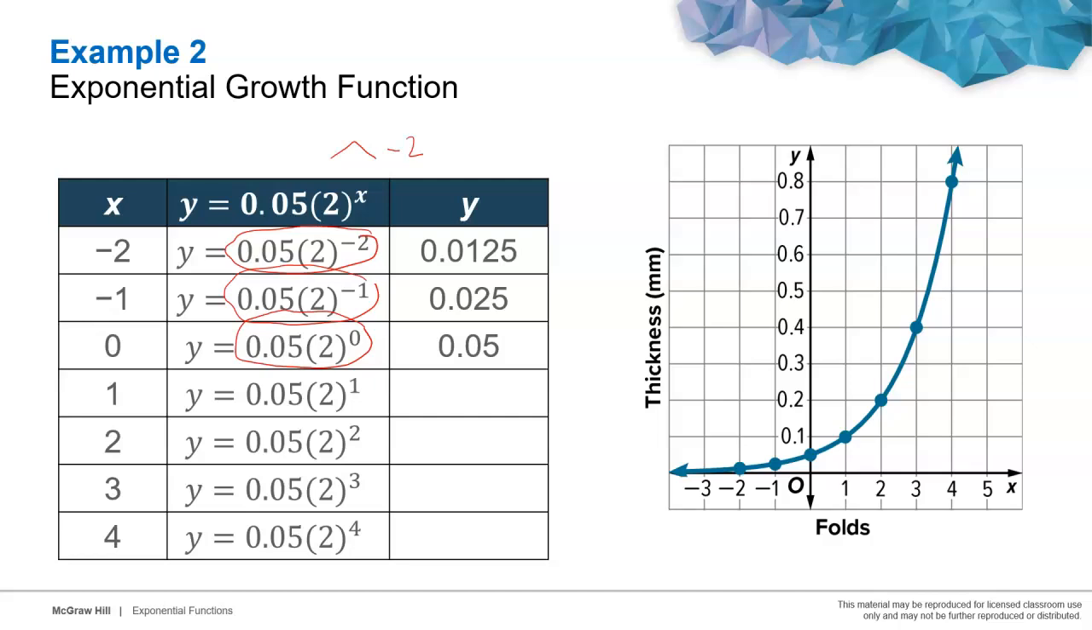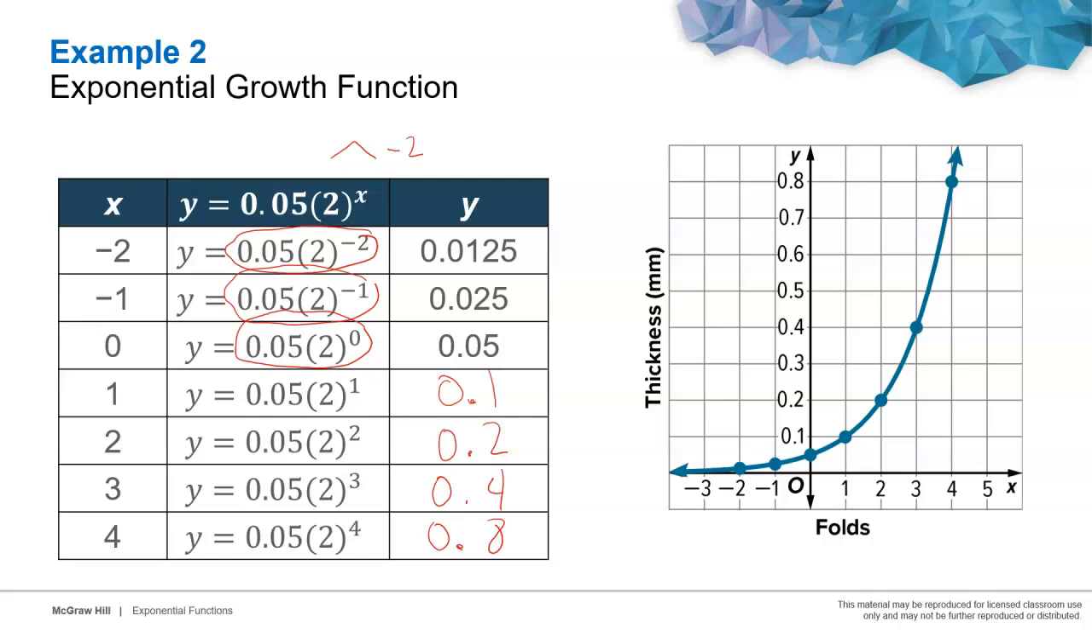All right, hopefully you took a minute. You tried to find those on your own. If you did, here are the values you should have ended up with to finish out this table. 0.1, 0.2, 0.4, and 0.8. And because my B term, that is the number in parentheses, is bigger than 1, this should be an exponential growth function, right? I should end up with a graph that's going up.